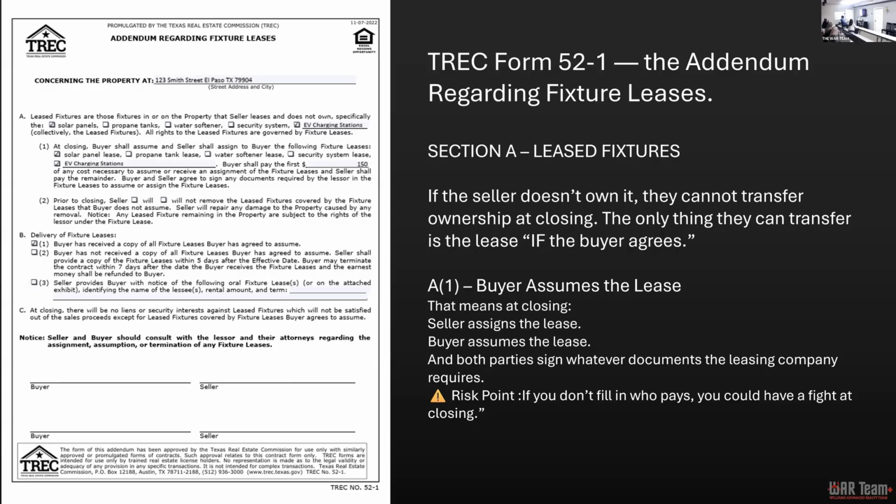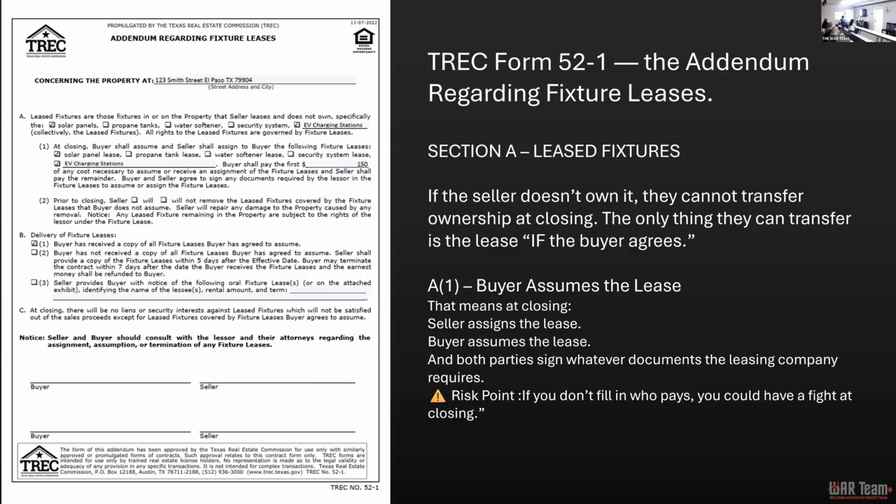So let's just say we're starting this process and you're writing this out, and for the solar panels, you could put in there $150. They'll pay up to $150 to assume the lease. If it's $1,200 to assume the lease, this is saying that the difference between $1,200 and $150, the seller is going to come up with that.